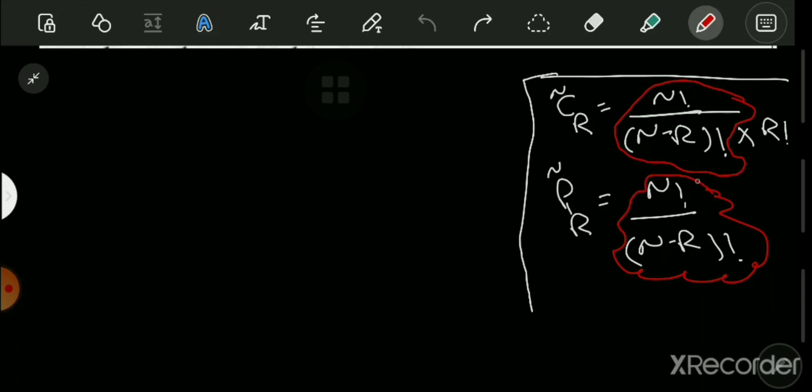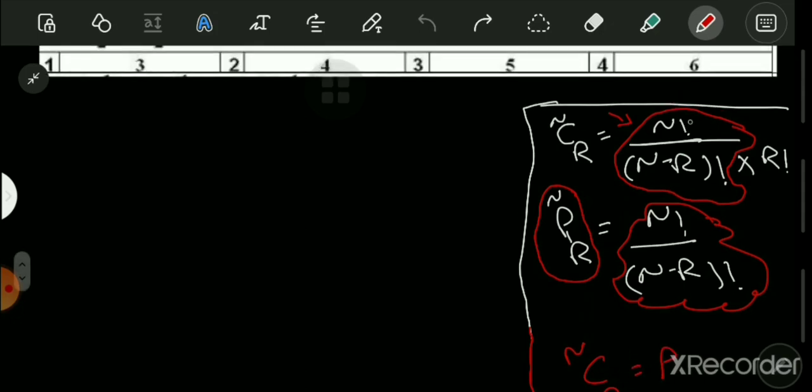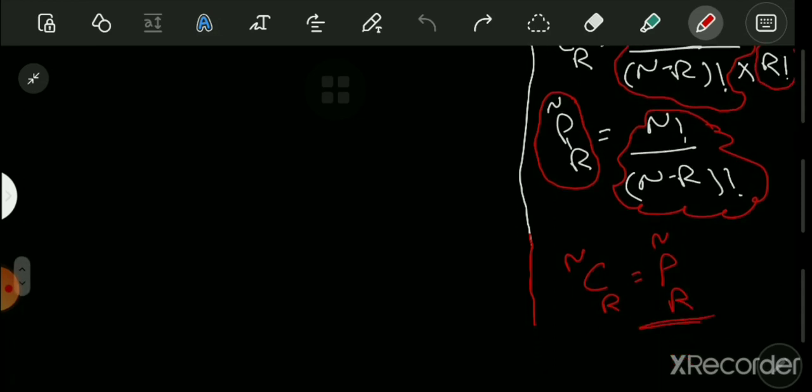So what about putting, instead of this here, what it equals, which is nPr? So it will be nCr equals nPr over r factorial. So it is still the same as itself. So now, whenever I see nCr, I'll put instead of it nPr over r factorial.